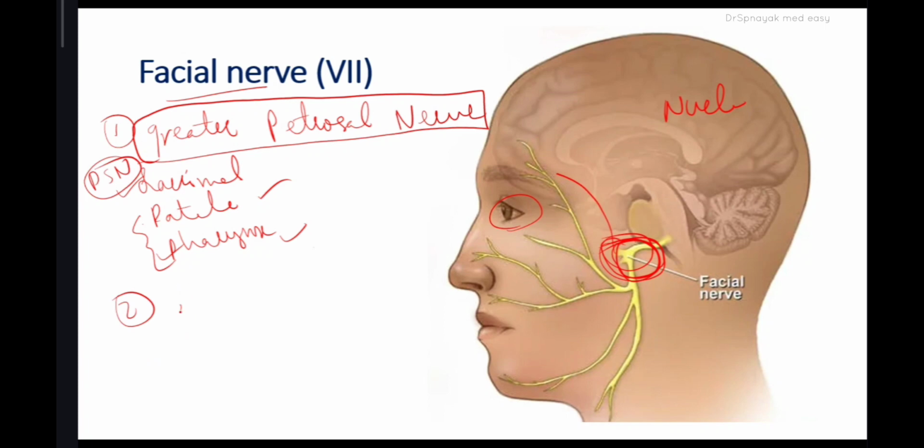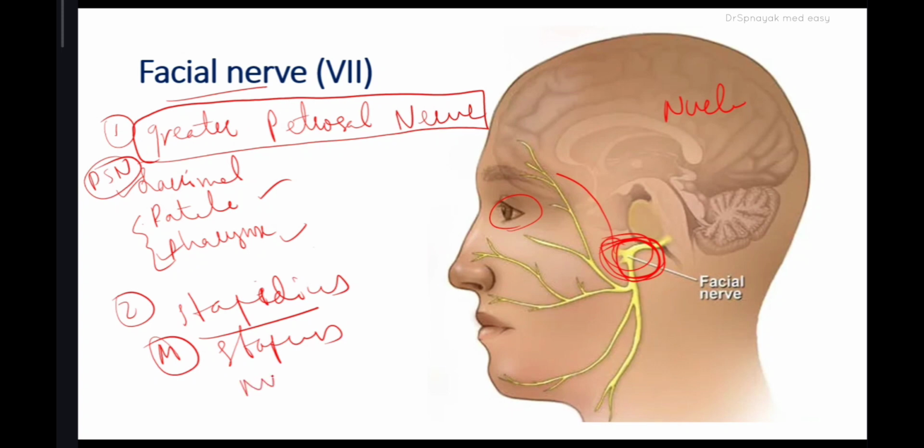The second branch is the stapedius nerve. What it is doing: it is a motor nerve, the motor part of the nerve. The facial nerve is a mixed nerve. The stapedius nerve is innervating the stapedius muscle, the muscles of the middle ear. Actually, stapes we call it. It is innervating the middle ear muscles.